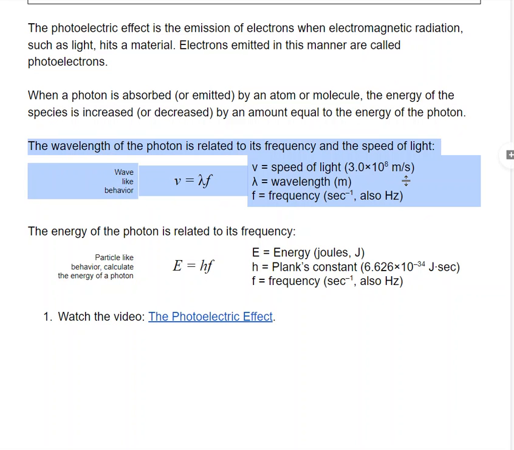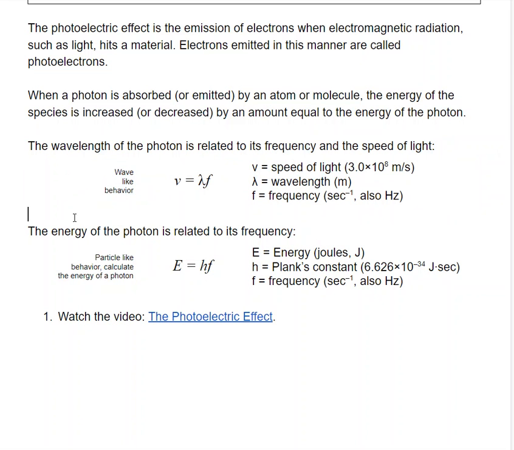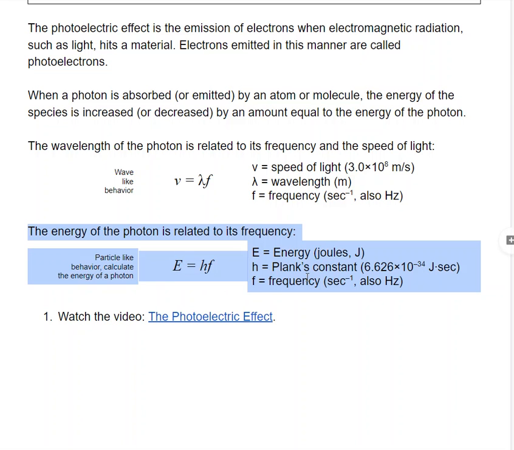So the wavelength of a photon is related to its frequency and the speed of light. This is describing the wave-like nature of light. And here we can also relate it to its frequency. So, particle-like, we can calculate the energy of a photon.